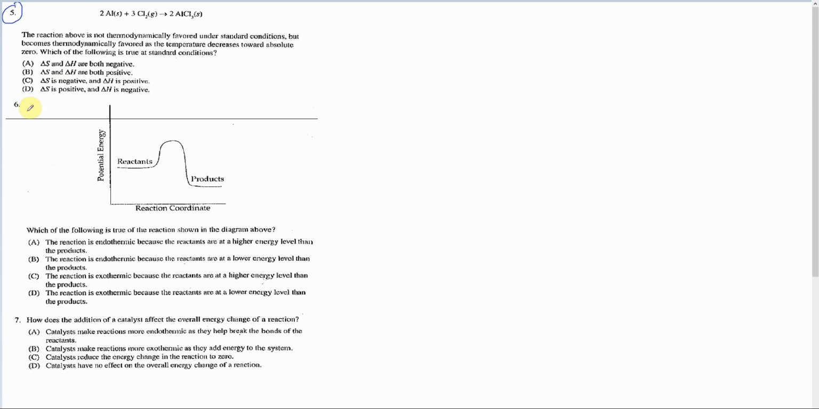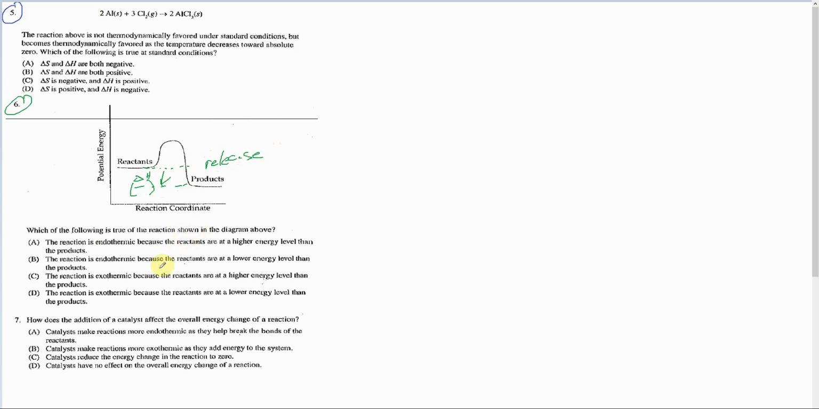See, 6 strikes me as a pretty easy one. We have an energy diagram. They want to know, is it endo or exothermic? Let's start there. You know that the delta H of the reaction, which determines whether it's endo or exothermic, is the difference in energy between the reactants and products. Here, quite obviously, the delta H is negative. It is releasing energy. It is exothermic.